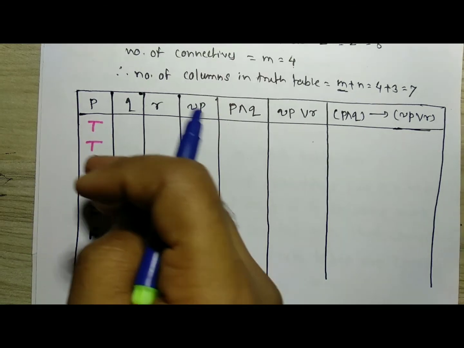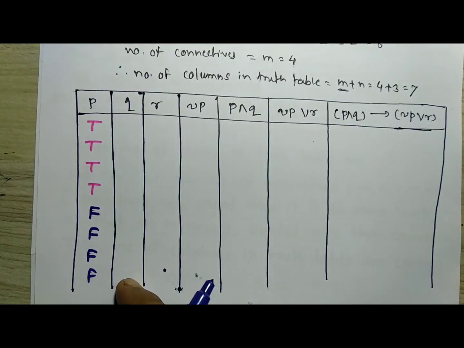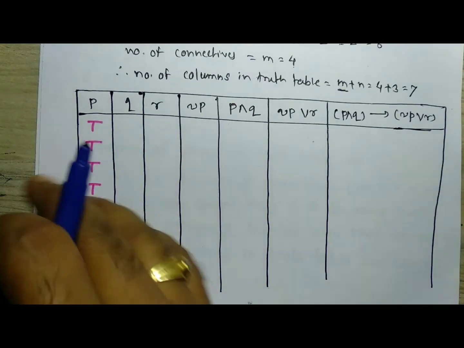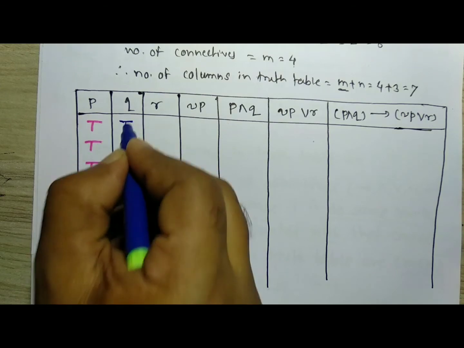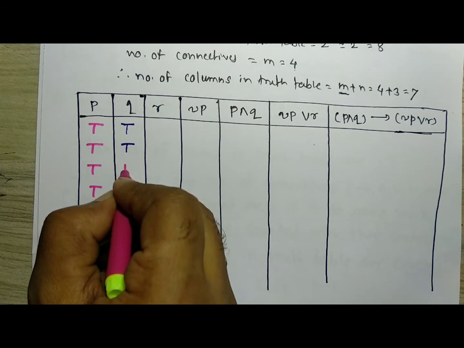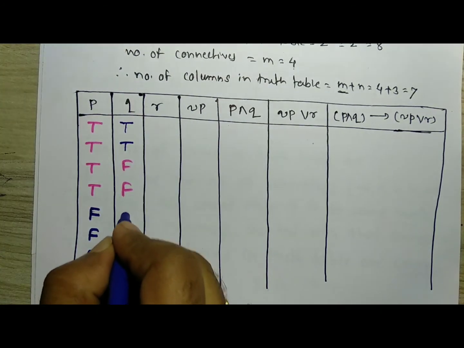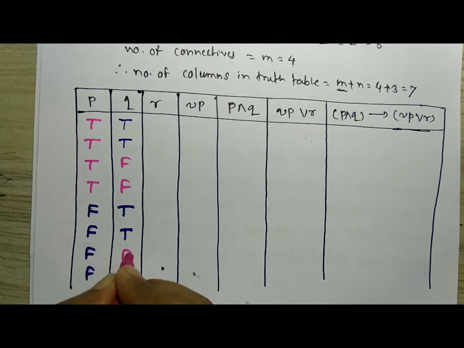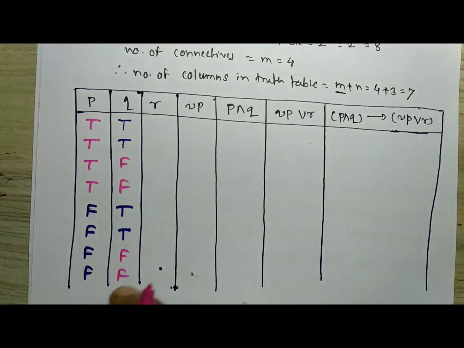It is done by using 4 true and 4 false. Then the second prime component is taken as 2 true, 2 false. That means you can make it half. That means you will take true, true, then false, false, then true, true, and then again false, false. That means 2 true, 2 false, 2 true, 2 false.